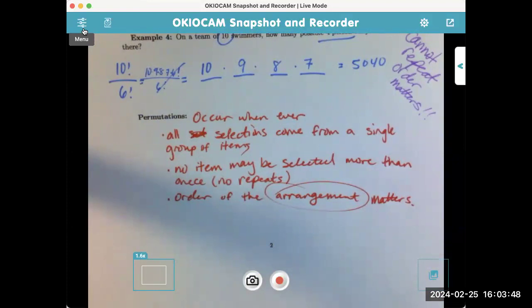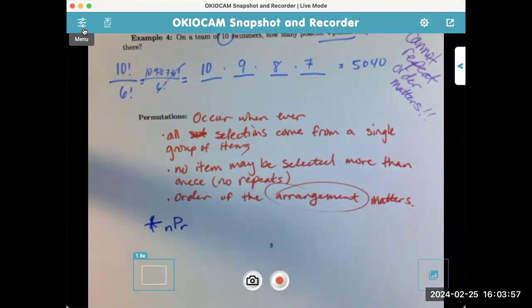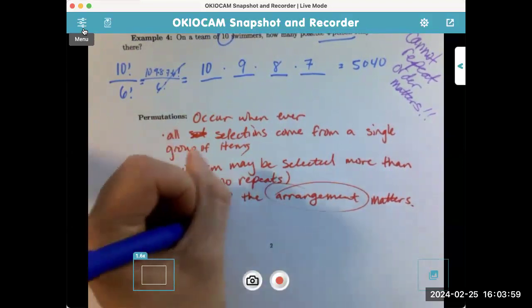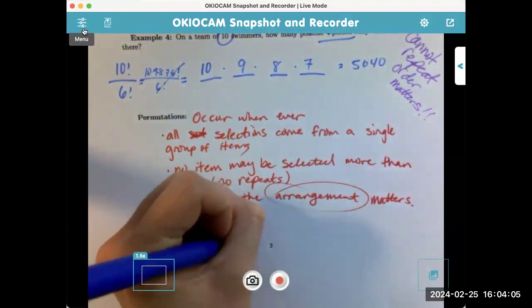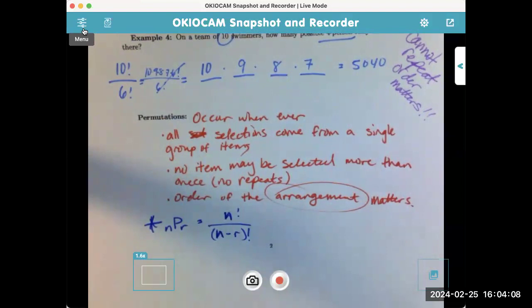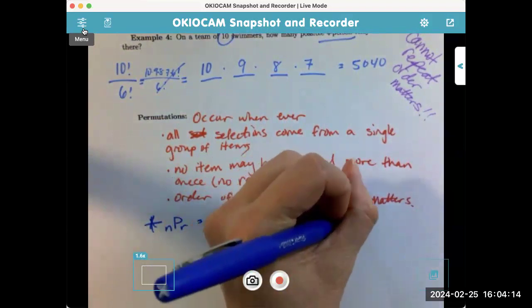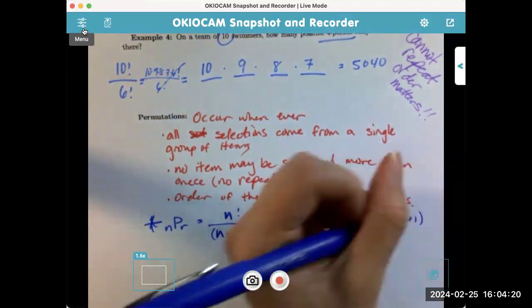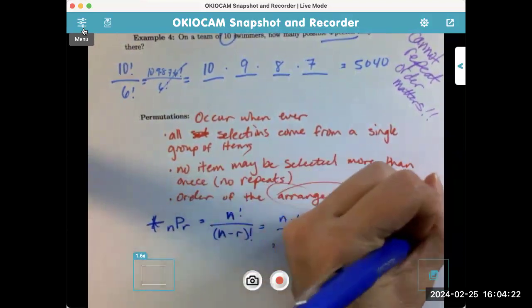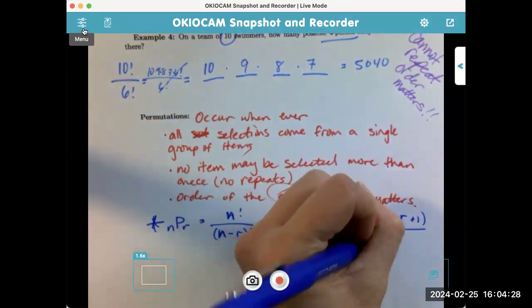Okay. So the formula for this, which I highly recommend you put on your note card for this next test, is nPr. This is the permutation of n items chosen r at a time. It is n factorial over n minus r factorial. It's an n, not a weird h, which is n times n minus 1 times n minus 2, and so on and so forth, all the way to n minus r plus 1, a total of r factors.